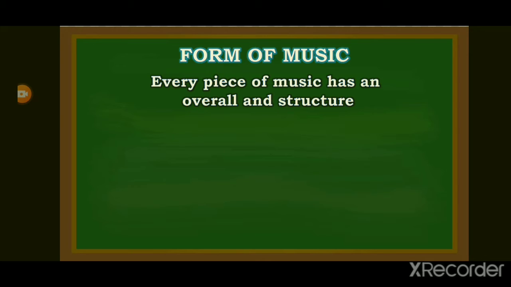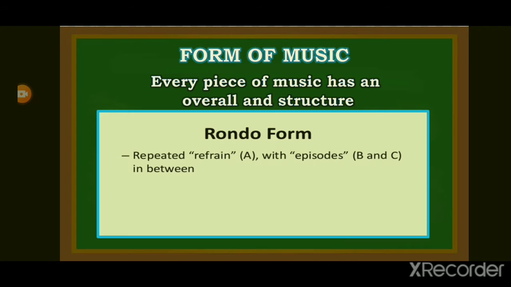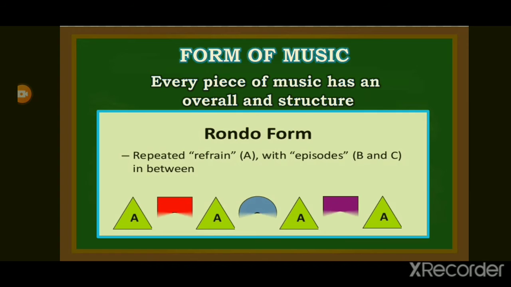Every piece of music has an overall structure. For example, the rondo form. Rondo form has a repeated refrain or letter A with the episodes of B and C in between. And this is an example of the pattern of the rondo form, A followed by B, A, C, A and B.